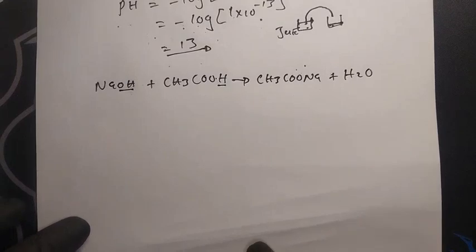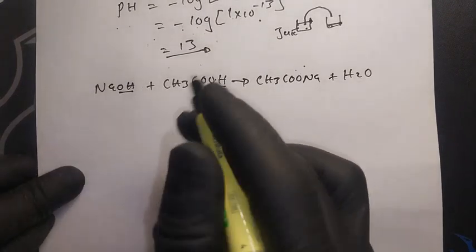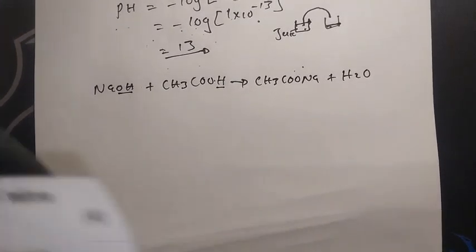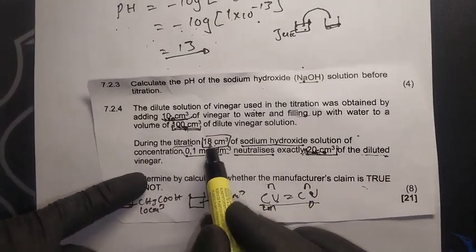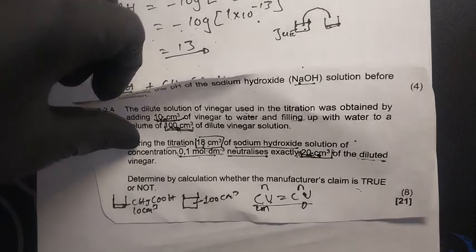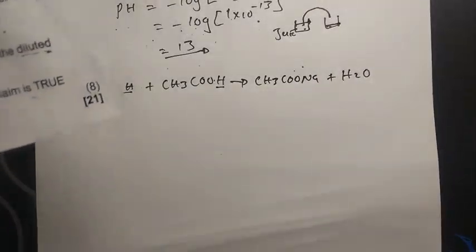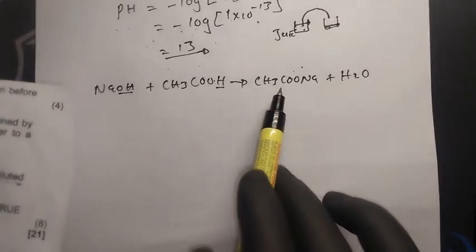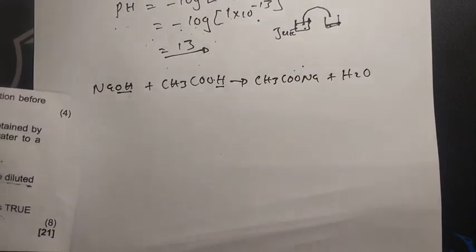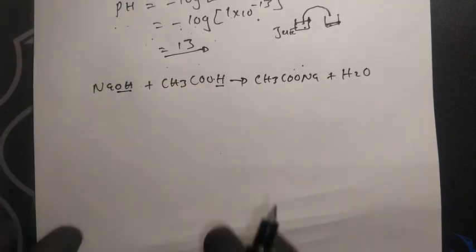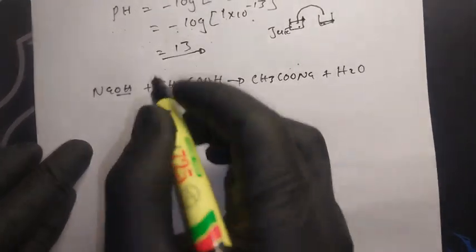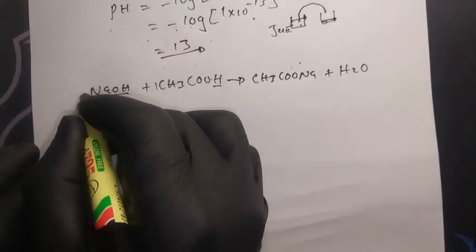Then the next thing you want to do is work out the information that is given. We have the concentration and we have the volume. What do we need to do? We need to calculate the number of moles. Then we'll get the number of moles of this one over here. Once we know that, we'll be able to work out the concentration. So the first step is to get the number of moles, because the mole ratio is 1:1.